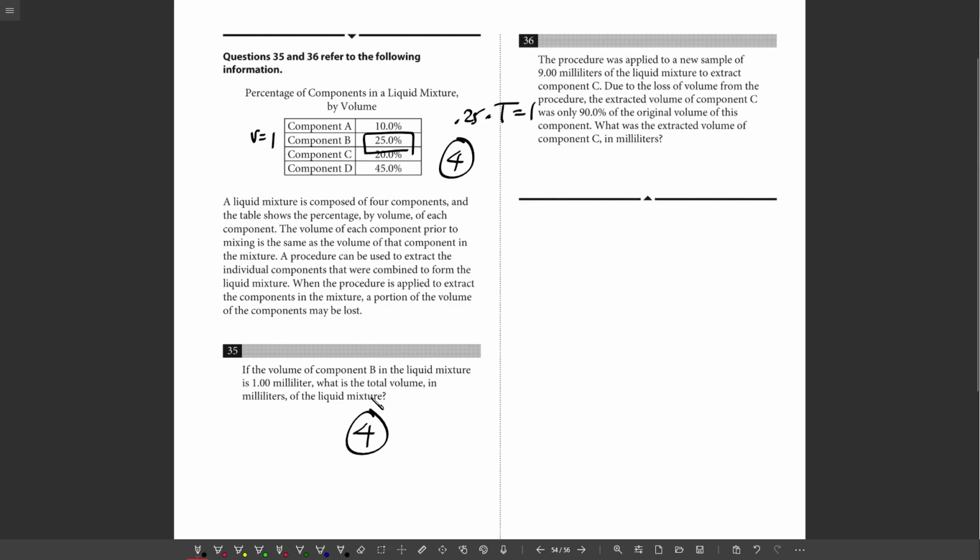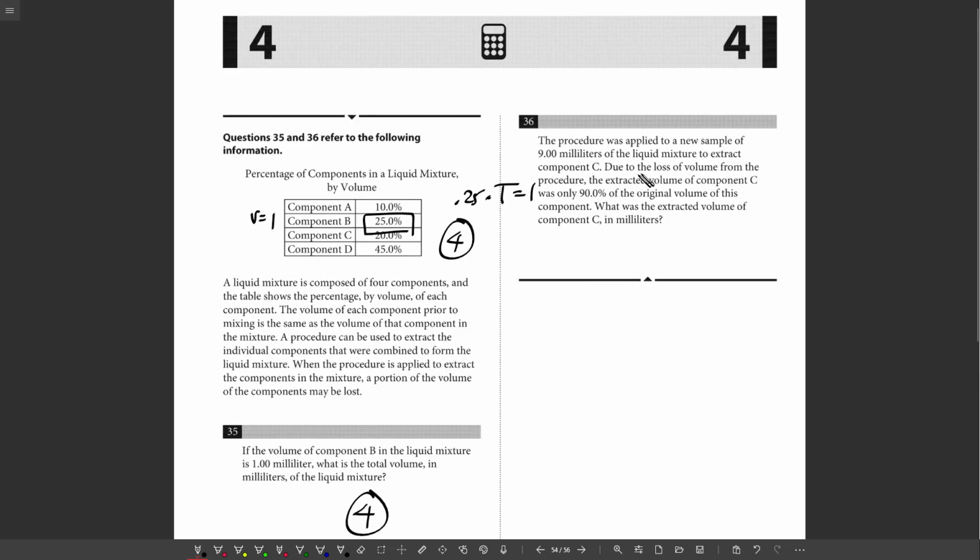If the numbers were uglier, like if it was 13% or something, then you'd have to do the equation. In which case, again, to show that setup, 25% of the total mixture is B. So I just essentially translate that. 25%, 0.25, of means multiply. The mixture total, which we're calling T, equals 1. And so if I solve that, I get 4.